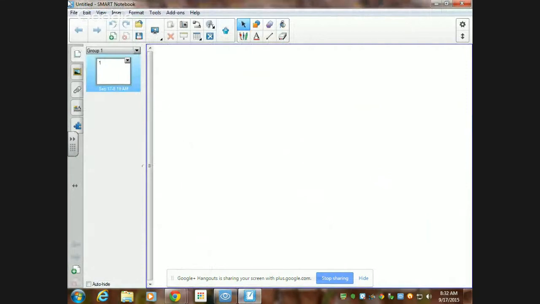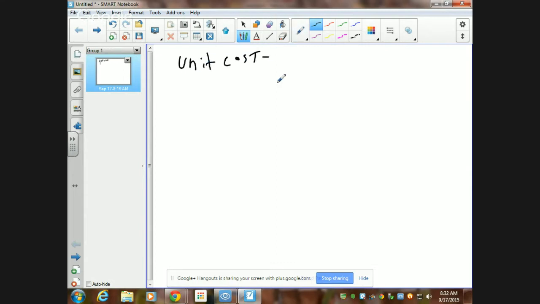All right. So we'll start off real simple, guys, with unit cost. Unit cost is the cost of one unit. I know that sounds kind of redundant. You're like, you just took the word and used it as its definition. That's pretty much what it is. When you are in a business, you need to find how much it costs for you to make one unit.